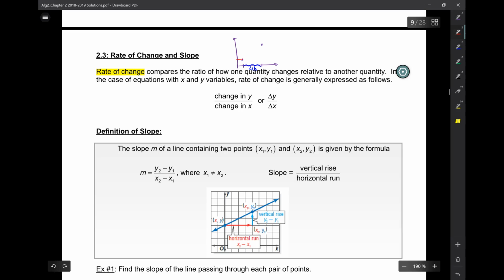How much did the weather change? Well, it went from here to here, right? It went up that many units. So maybe it went up from like 60 degrees to 90 degrees, right?